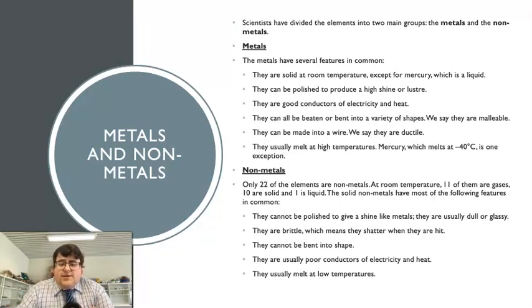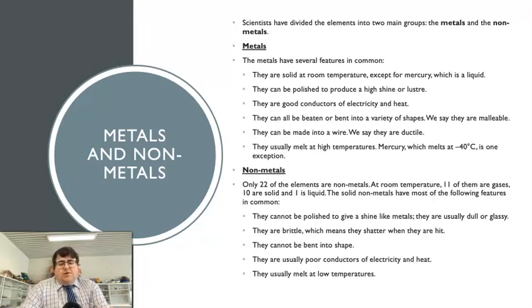They're very poor conductors of electricity and heat, so something like rubber, which isn't exactly an element, but it's made up of some of those elements, is not a good conductor, and hence why we insulate our electrical wires with that. And they generally melt at very low temperatures compared to the metals.